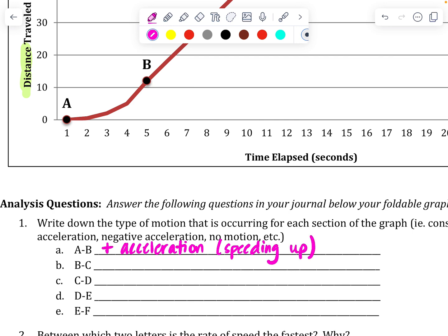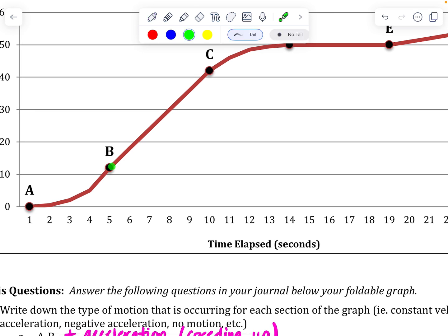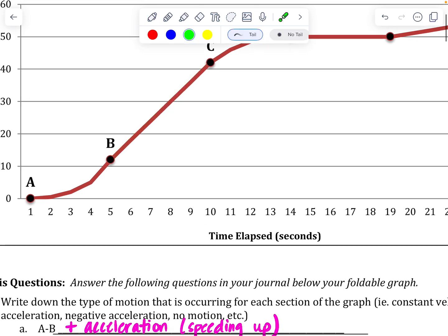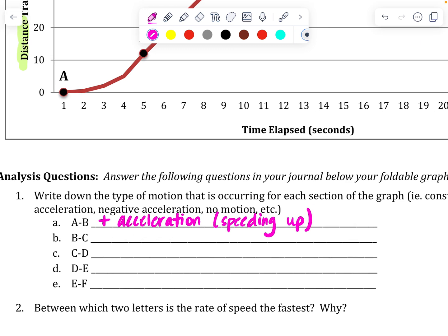Okay, we have a curved line. From B to C right there, you can see is a straight line. So it's constant. Straight means constant on a distance graph. And it's a positive slope. So positive, constant, which means it's moving away from start, constant velocity or constant speed. But it's moving away from start.